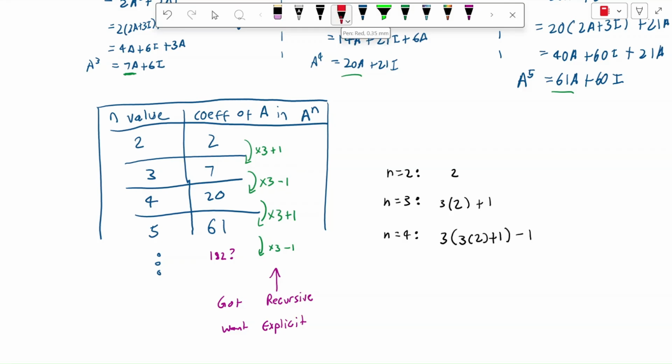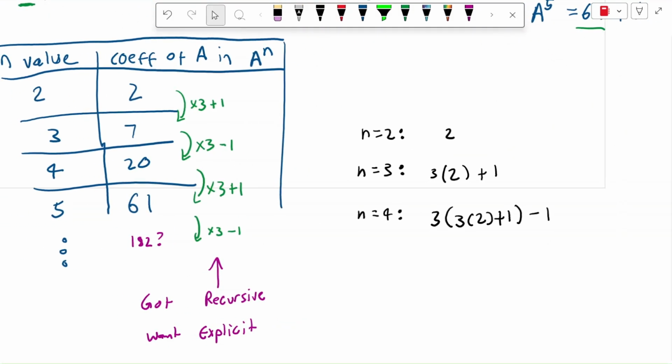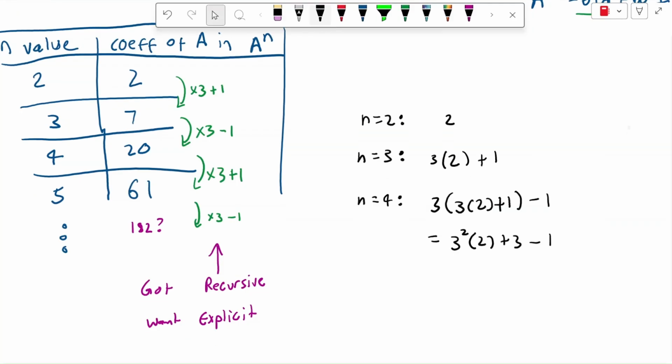Have a think about why that's true before you move on. Very important. You have your head around that process of recursive stuff. And we can expand this out. So that would be 3 squared into 2 plus 3, take 1. Okay. So that is n equals 4.